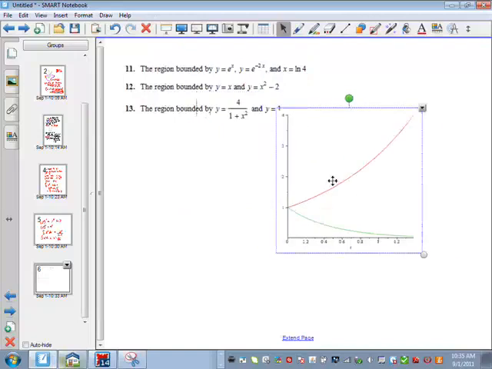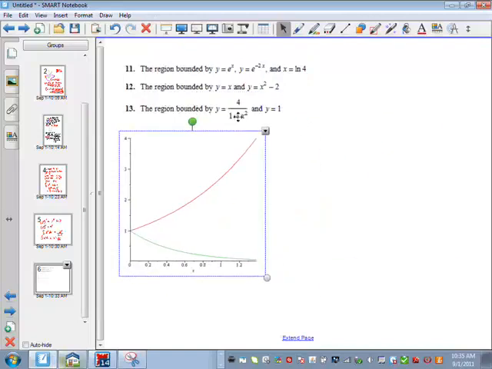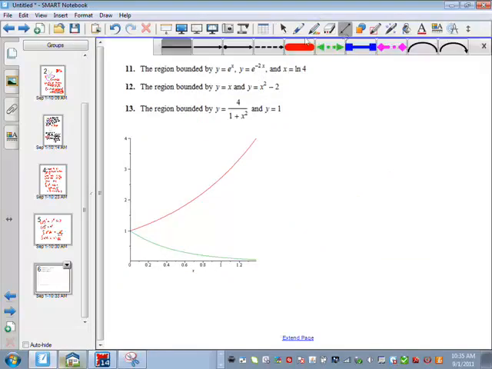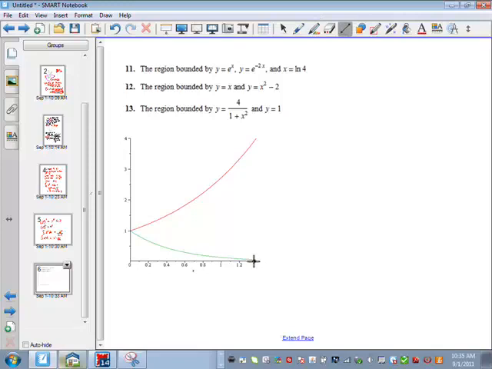You can demonstrate analytically that one is higher than the other. Obviously, e to the x is higher than e to the minus x. E to the x is increasing, e to the minus 2x is decreasing, simply because of the plus and minus signs, respectively. One of the graphs that's not here is the line x equals the natural log of 4.